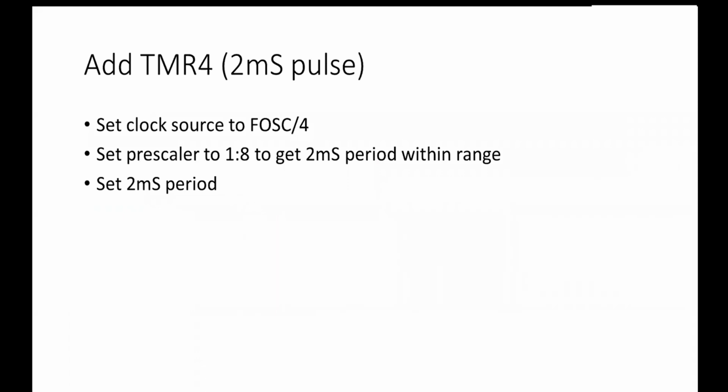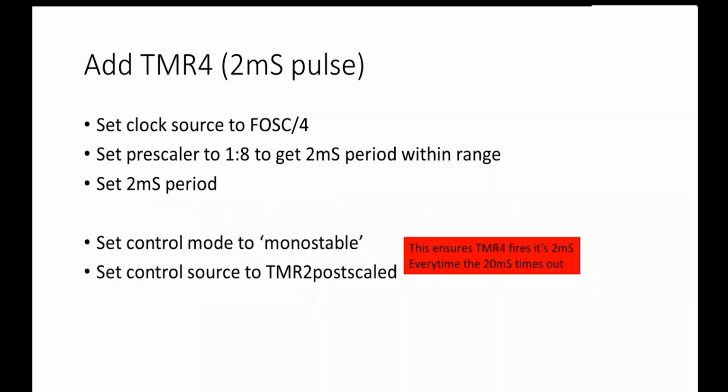Timer 4 is going to be my 2 millisecond pulse. I'm going to use the fixed oscillator divided by 4. I've discovered by playing with it that if I set it to 1 to 8, my 2 milliseconds will be in the range. And once 2 milliseconds is in the range, I'm done. And I'll then set it to 2 milliseconds. Now here's a wee warning. Timer 4 has to be triggered by timer 2. So it has to be a monostable timer, and it has to be controlled by timer 2.